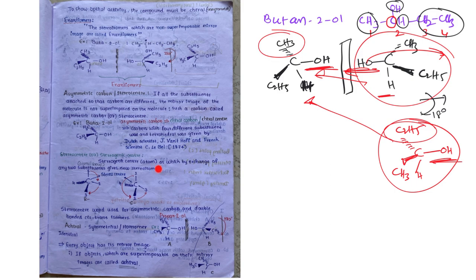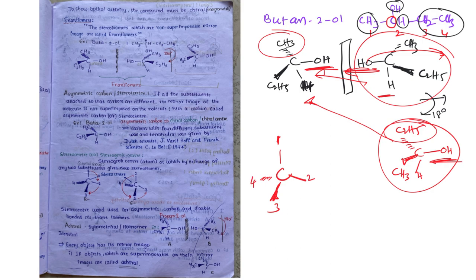Stereogenic centers are atoms at which the exchange of any two substituents gives a new stereoisomer. Here I mention one example. Take a carbon with group 1, group 2, group 3, and this is called the fourth group.